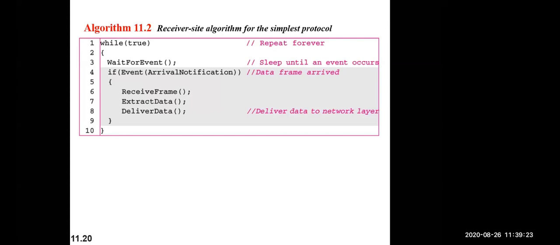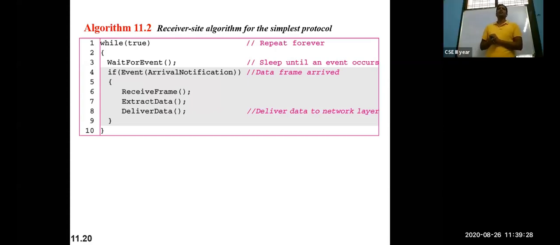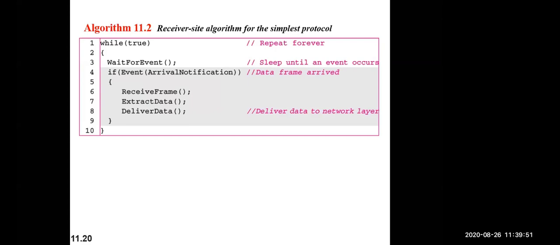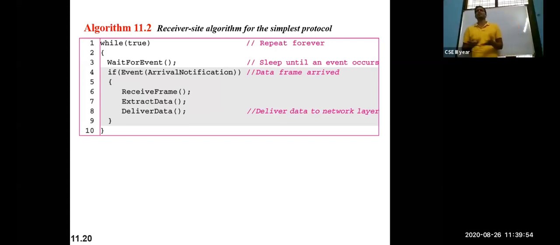Notification from the physical layer. Is that correct? Yes, physical layer notification. So wait for event. If the event is arrival notification, then the data link layer should understand that something is received by the physical layer. Now, what should it do? Receive the frame, extract the data. What is extracting data? Remove headers, trailers, all that. Only the data has to be extracted. Yes, that data should be delivered to the upper layer. Deliver data. That's it. A simple algorithm on the sending side and a simple algorithm on the receiving side, right?